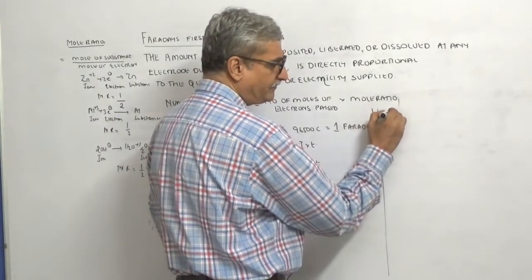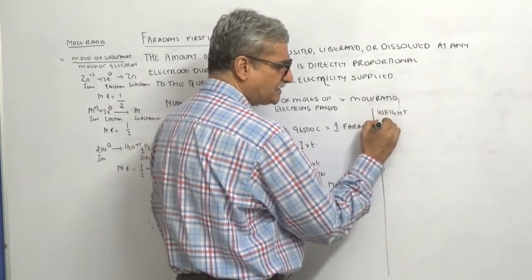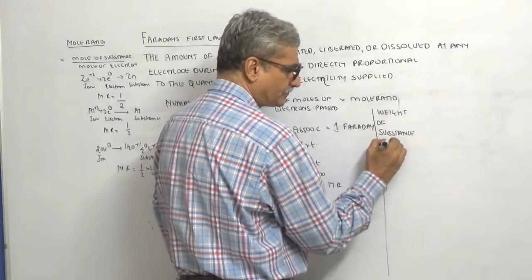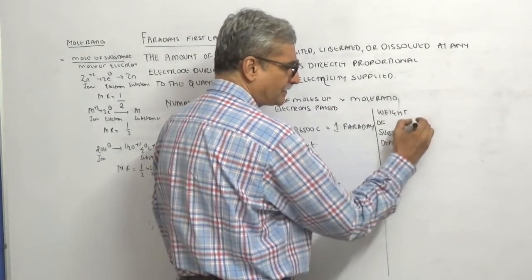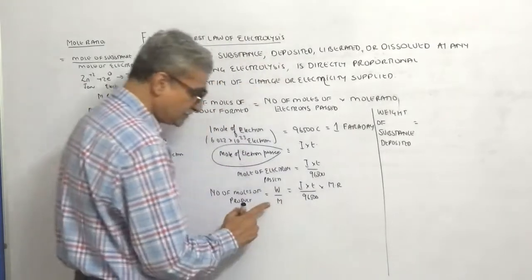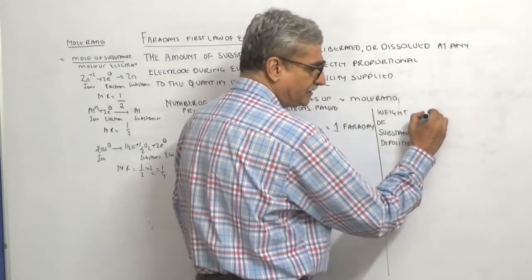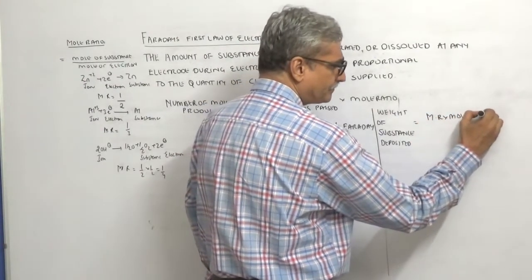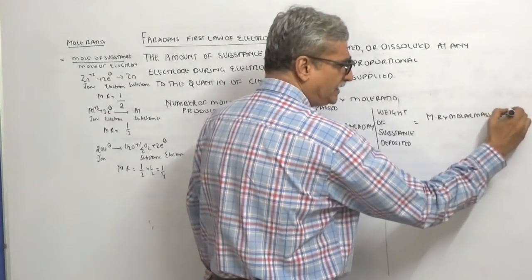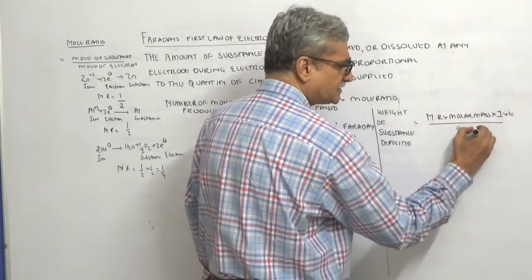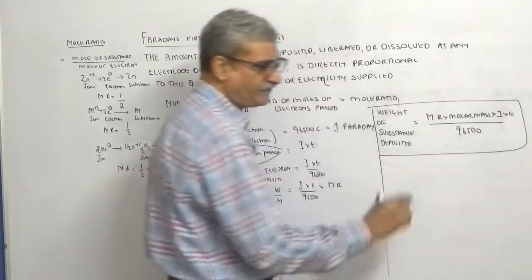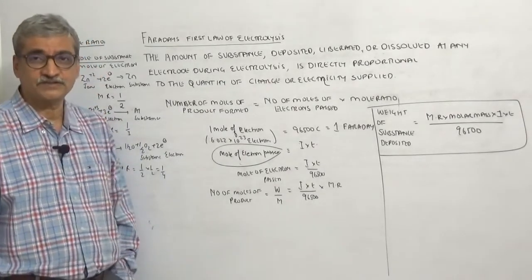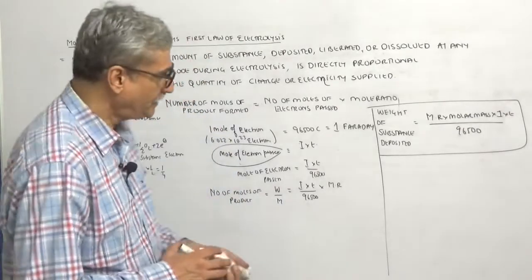So now what do I have? Weight of substance deposited will be equal to, this molar mass came here, mole ratio into molar mass into I into T upon 96,500. So this becomes the final derivation of Faraday's first law. So understand this, how did we start? How did we start?